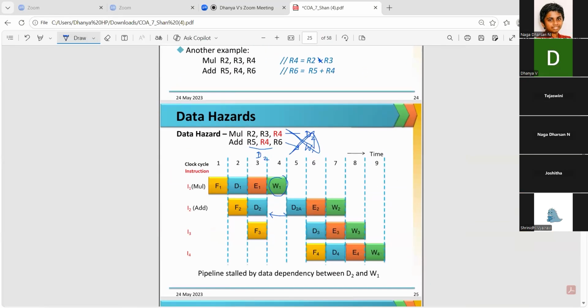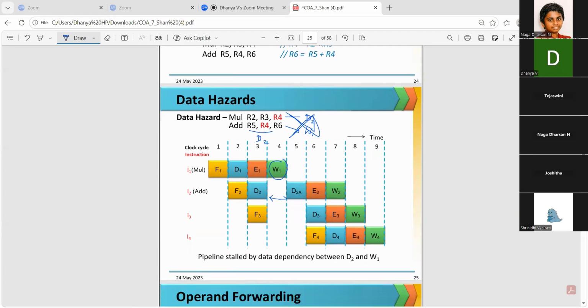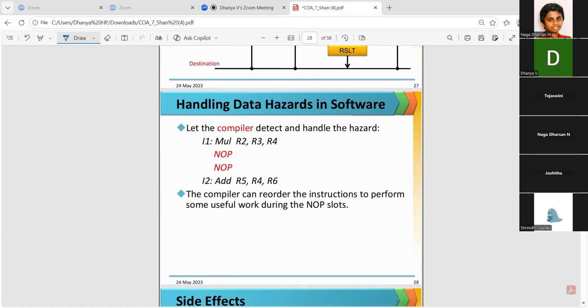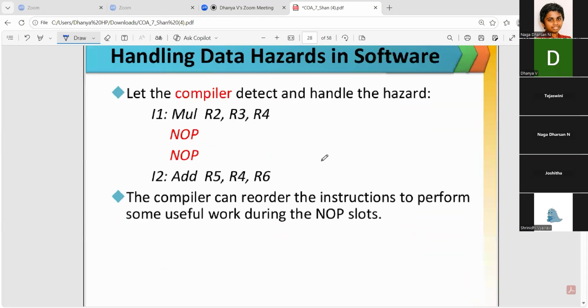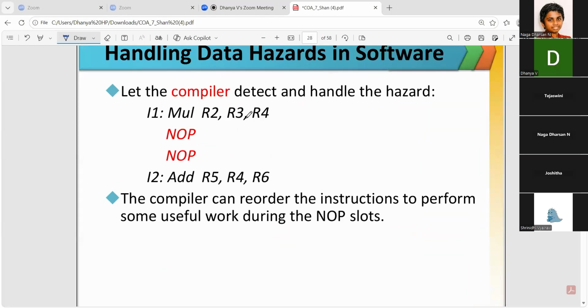So in case of data hazards, what you can do is first stall. That could be one possibility. Then operand forwarding. And then another thing, let's consider this example again. This NOP is something called no operation. What did we do before? We actually stalled it, no? So instead of stalling it, we are just not doing any operation. It's like a dummy operation, okay?